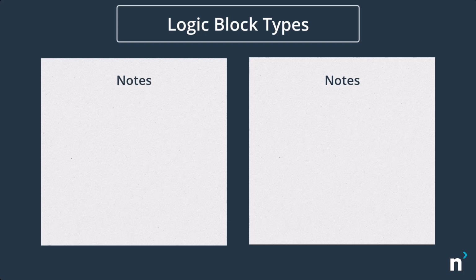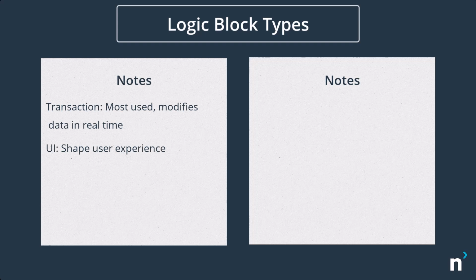Logic block type review. Transaction logic blocks are the most commonly used and modify data by creating, updating, or deleting records. UI logic blocks manage the look and usability of an application. Background logic blocks perform many of the same actions as transaction, however they are used when the user is not dependent on the results or the task is expected to take a long time to complete.